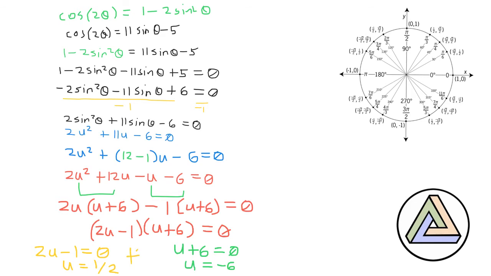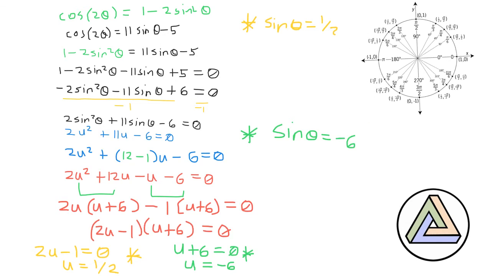Let's put an asterisk here, and we're going to transfer that up here. U equals negative 1/2. Or positive 1/2. Let's replace u with sine. I think we're ready for that now. So that's going to be sine theta equals 1/2, which should be actually very easy to do. And then over here, we're going to have sine theta equals negative 6. All right, well, let's look at this one first. The sine of what angle equals 1/2?